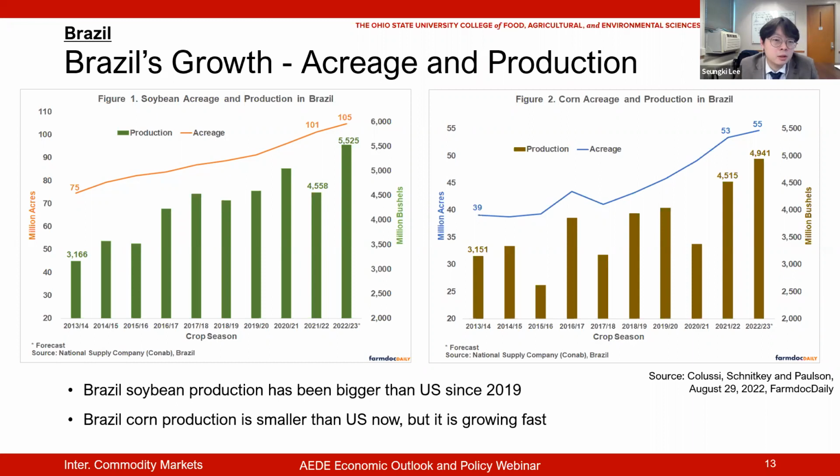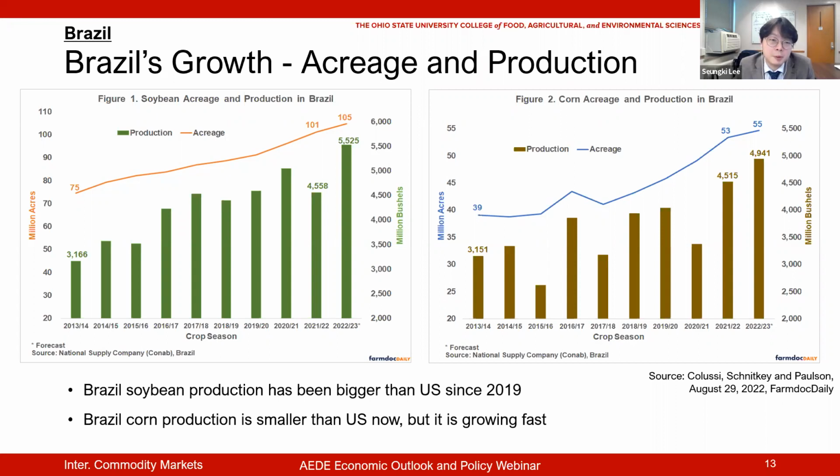And since 2019, of course, soybean production has been bigger than the US. So certainly, they are now the number 1 soybean producer in the world. And their corn production is still smaller than the US, but it is growing pretty fast.